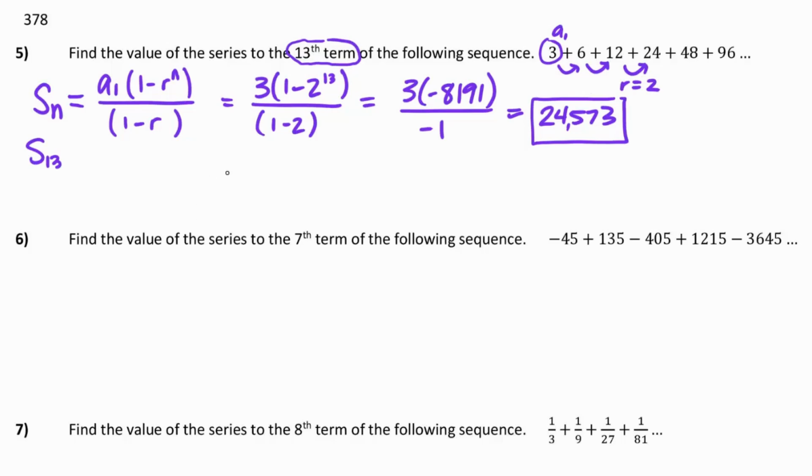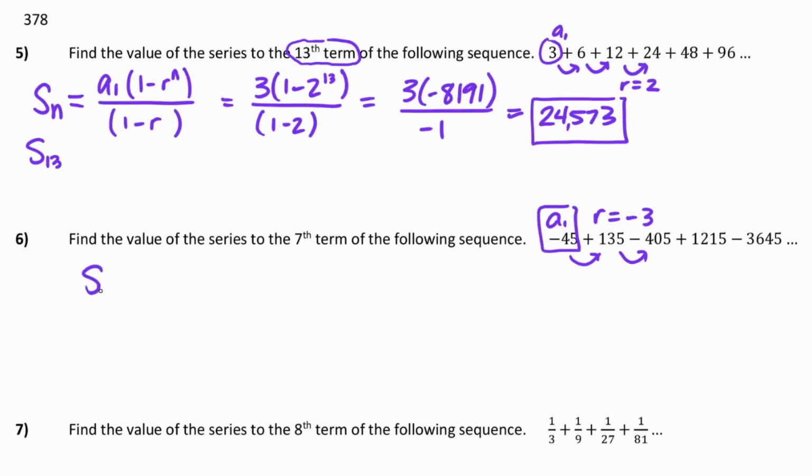So let's talk about number 6. We need to find the value of this series to the 7th term, and they gave us the start of this example, negative 45, positive 135, negative 405, so subtracting, plus 1,215, and it keeps switching back and forth, back and forth. So this is geometric. My A1 value is negative 45, that's what this list starts with, and my R, the common ratio, if I try to figure out what to multiply by, it's going to be a negative number since it switches back and forth between positives and negatives, and it's tripling, so negative 3 is my common ratio.